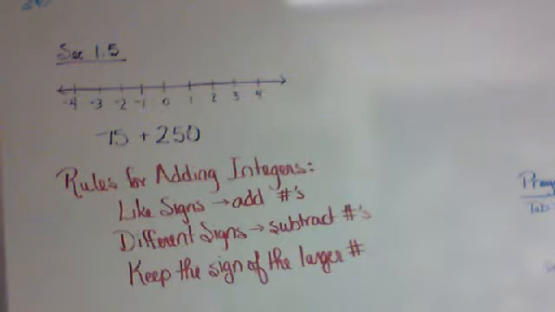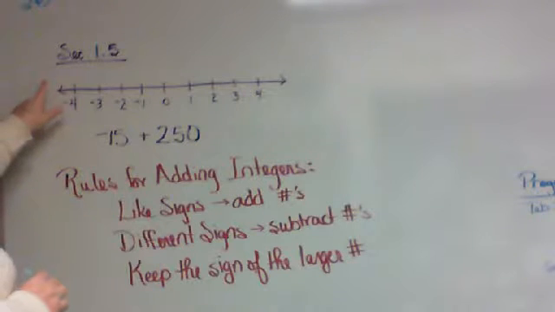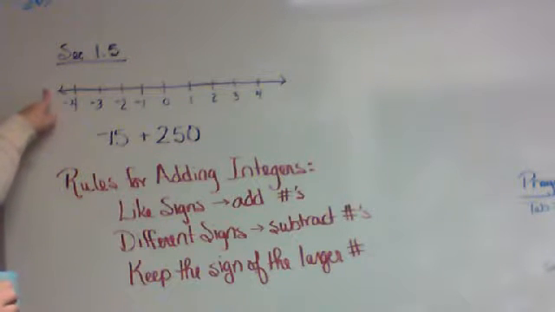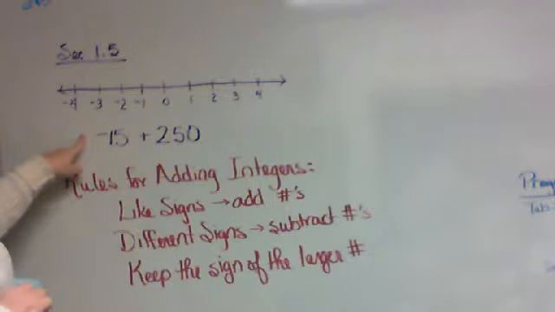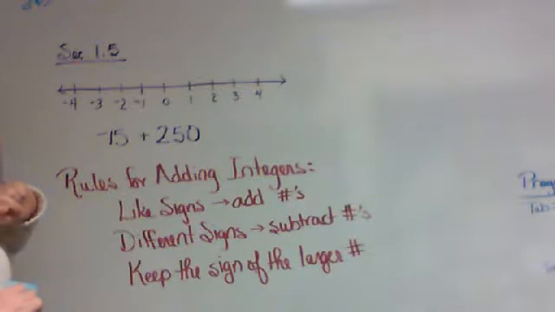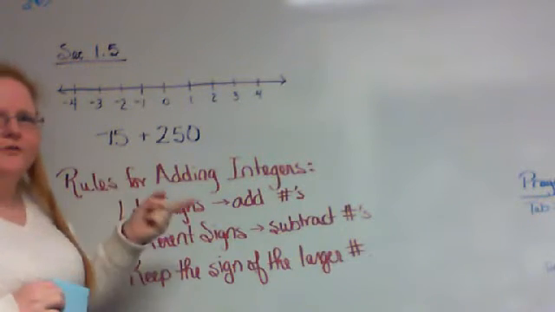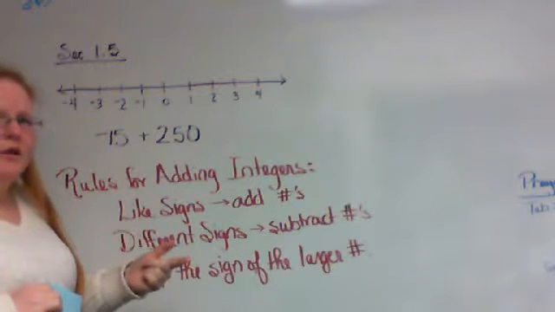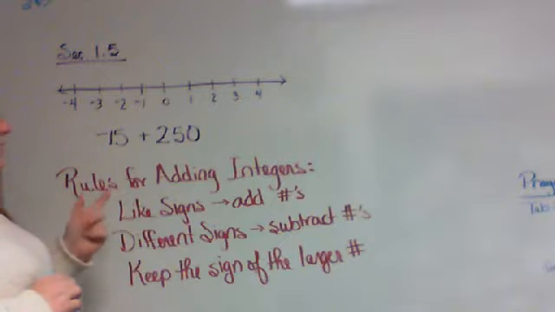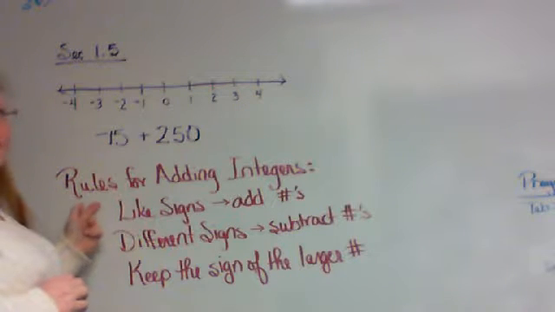Okay, Ahava, it's time for section 1.5. We used a number line in our last section so that we could do our adding and subtracting. But if we had a problem like negative 15 plus 250, we don't want to do a number line all the way out to 250. That's a really long way to go. So instead, we have rules that we can follow.